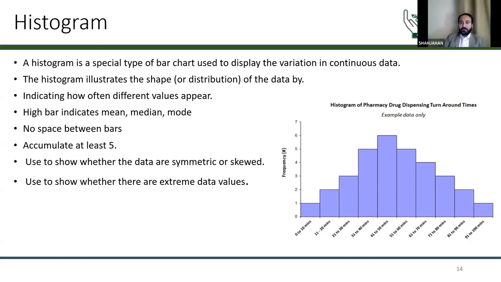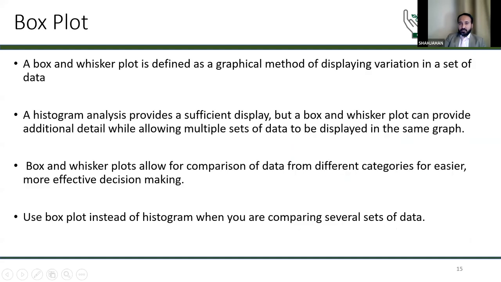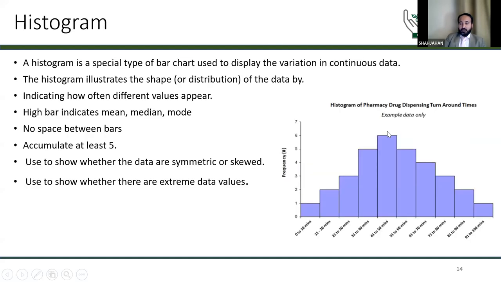And high bars indicate the mean and median. Like this, if you see here, the high bars are showing the mean and median, you can see my cursor. But in this histogram, there should be no gap between bars, unlike in the bar graph. And we should have at least enough data to make five bars. We use this for data where we have more groups available.